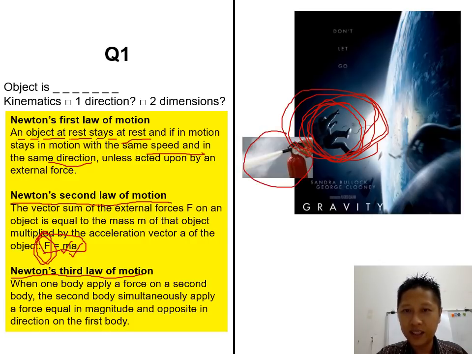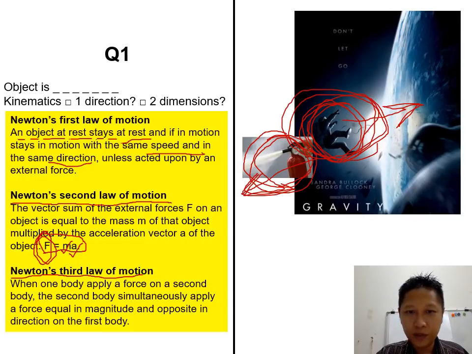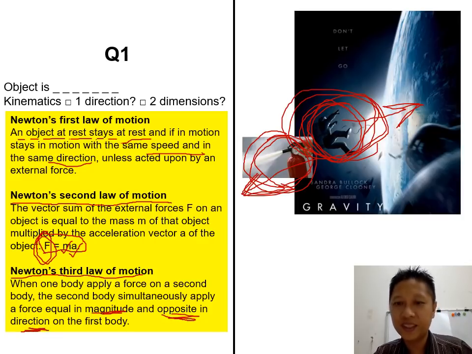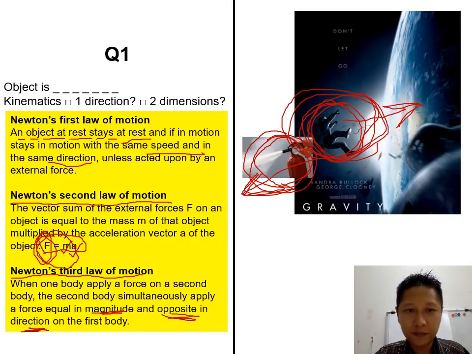She can apply the fire extinguisher in this direction, to the left hand side, and then what will make her move to the right hand side? Yes, what is described in Newton's third law. There is an opposite force, of the same magnitude but different direction, applied to her. This can save her. How about F equals ma?